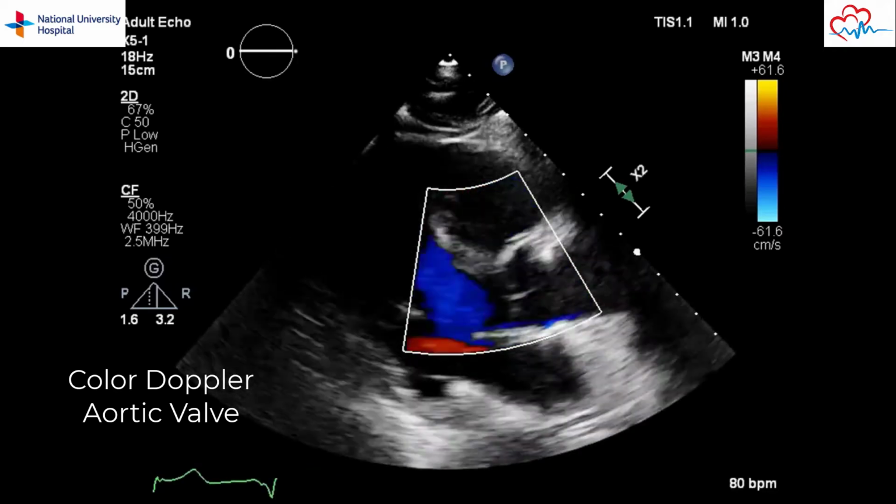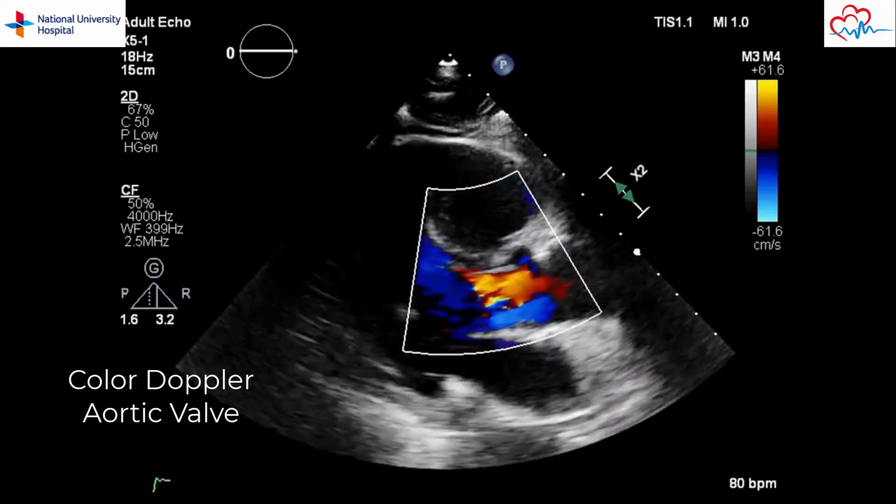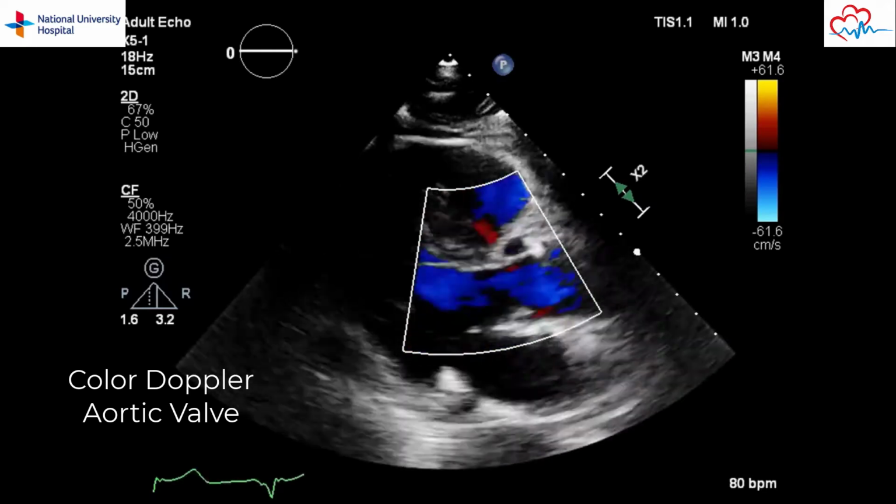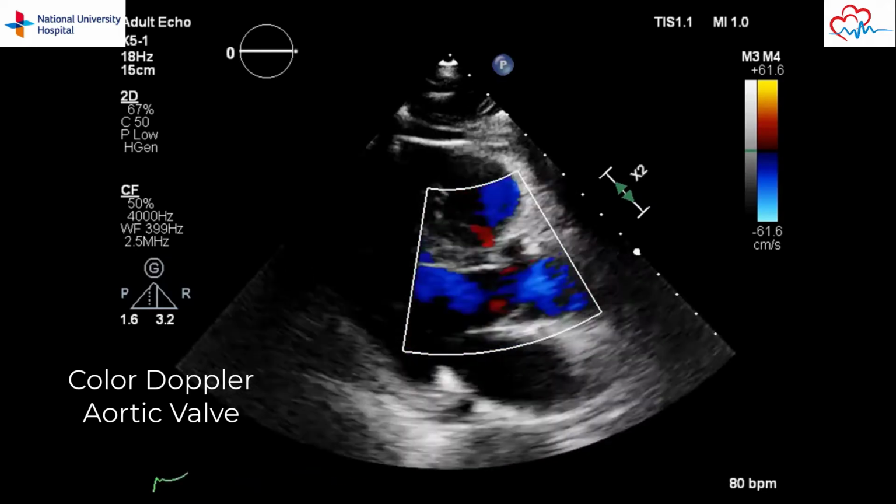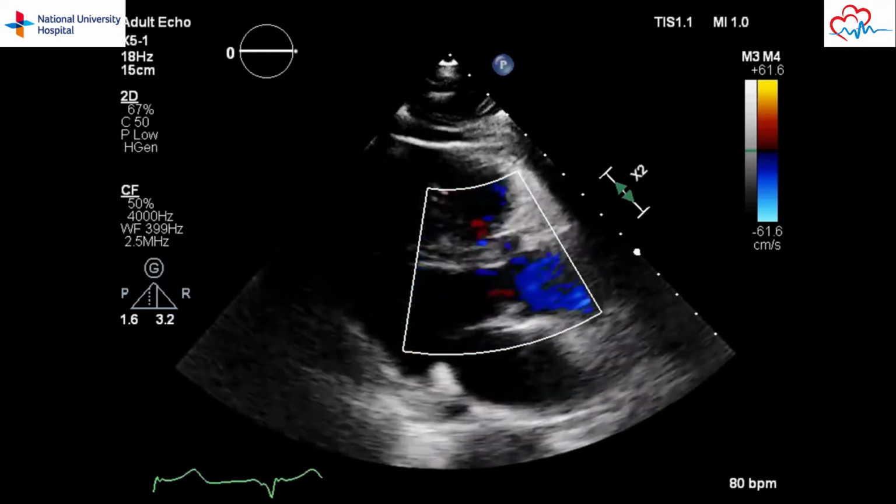Here we have color Doppler placed over the aortic valve. There is no regurgitation, and the valve leaflets are seen to open well. The leaflets are thin and mobile with no evidence of calcification.